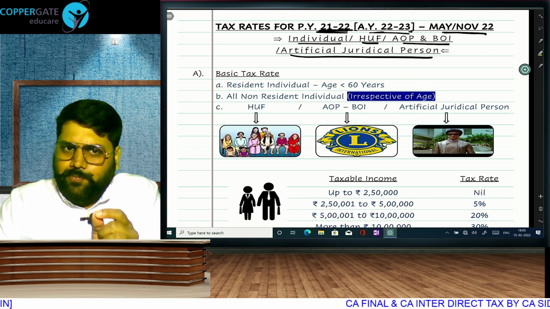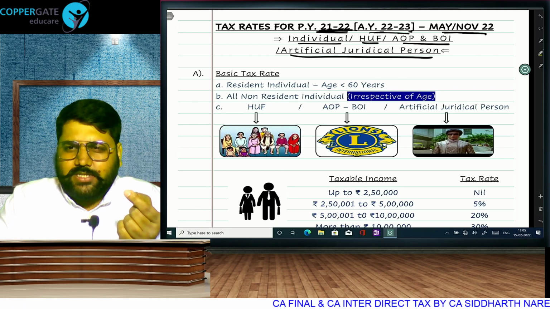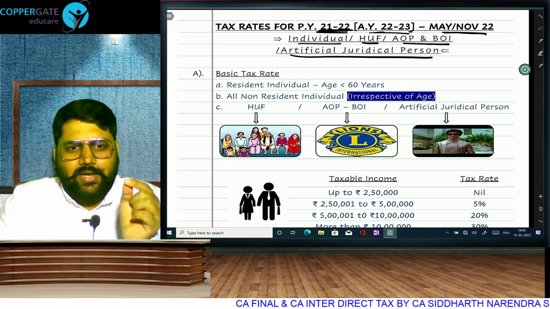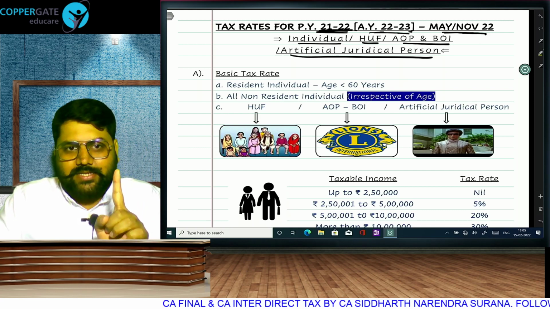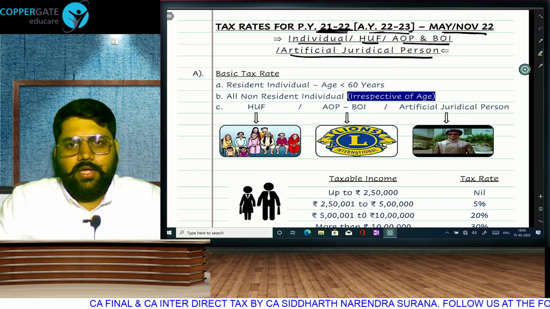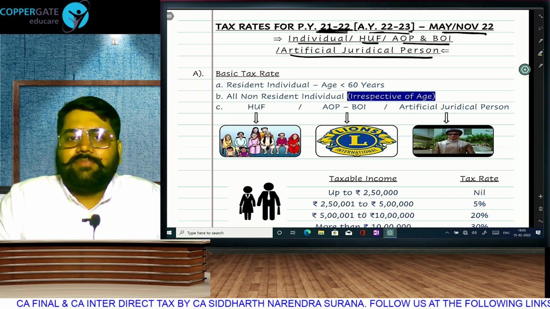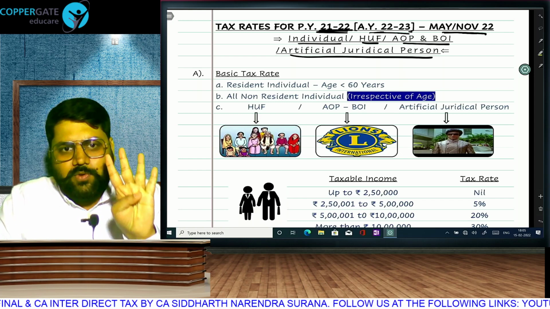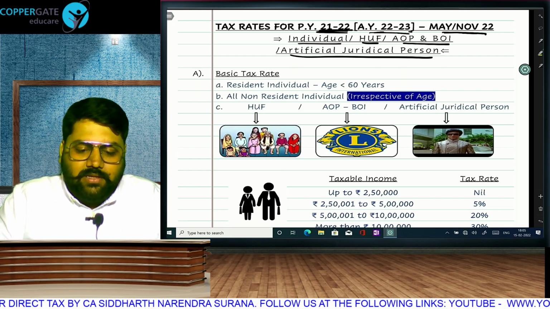As far as AOP, BOI is concerned, other than the slabs, there is also one small concept on tax calculation about MMR being applicable that I will be covering in the MCQ lectures. In partnership firm chapter, I will be covering MCQs also on AOP. So that will be covered in that part. Otherwise, following are the income tax rates for individual, HUF, AOP, BOI, AJP. Following will be the tax rate.